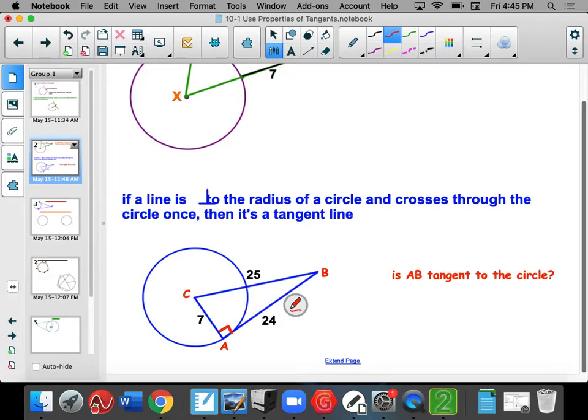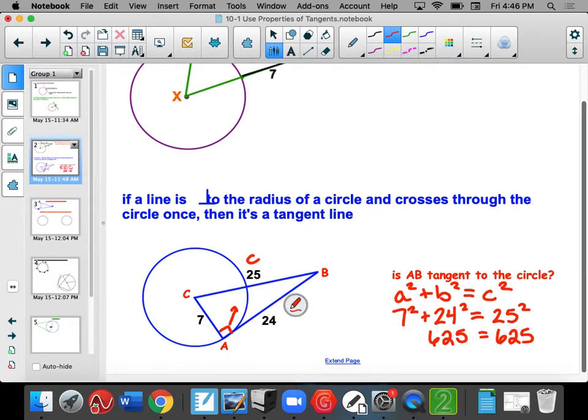Well, we know with right triangles, if they are right, they are going to fall into our category of Pythagorean theorem. So taking a look at our sides here, remembering that our right angle points to our hypotenuse here. The A and B sides, of course, are interchangeable. And then the C is going to be the hypotenuse. Taking our handy dandy calculator, 7 squared plus 24 squared gives me 625. And 25 squared gives me 625. So because they are equal to each other, that means yes, it's a right triangle. So therefore AB is a tangent line.